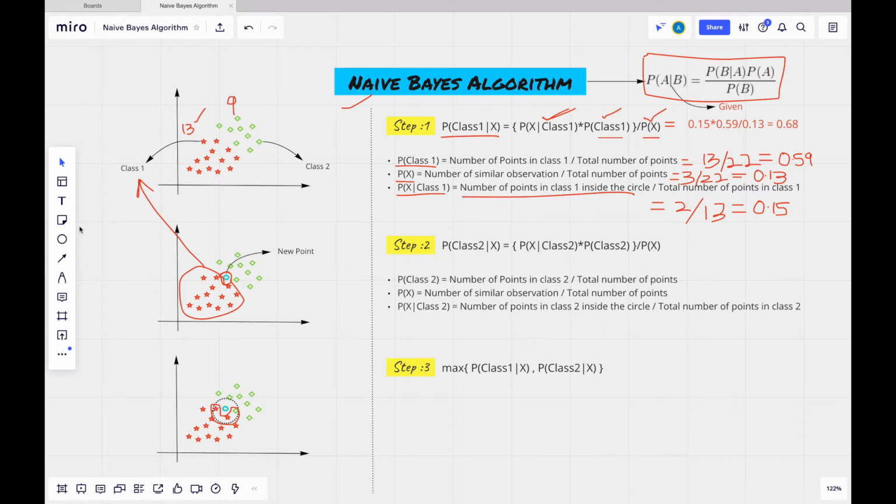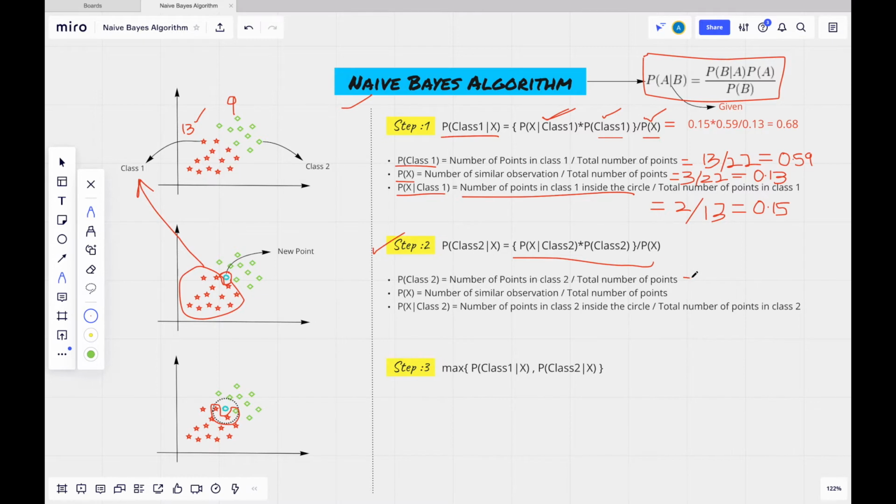Okay, similarly we'll see for class 2. We'll calculate the probability of class 2 given that x has occurred, which is equal to the probability of x given that class 2 has occurred, times the probability of class 2, divided by the probability of x. So I want you all to pause this video, calculate these values, substitute them, and then cross-validate it. Okay, so now you can pause and calculate.